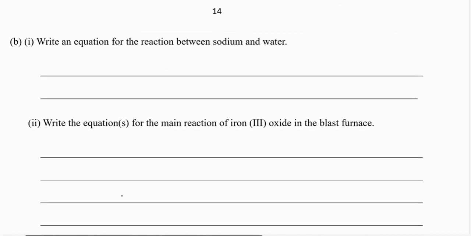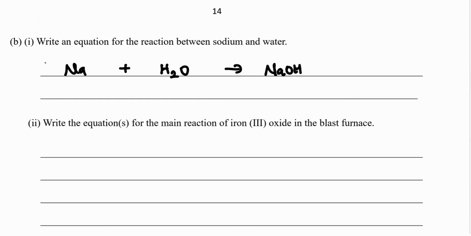Now the next question says write an equation for the reaction between sodium and water. So we have sodium reacting with water. This would give, since sodium is a metal, when metal reacts with water, they tend to give us base. Always take note of that. They give us base and hydrogen gas. So the base that can be formed from this is sodium hydroxide plus hydrogen gas.